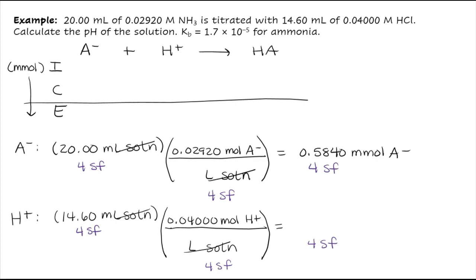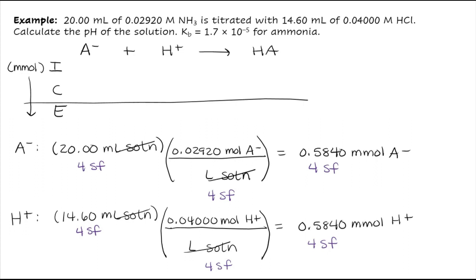Doing the math, we have 14.60 times 0.04000 rounded to 4 sig figs gives us 0.5840 millimoles of H+.